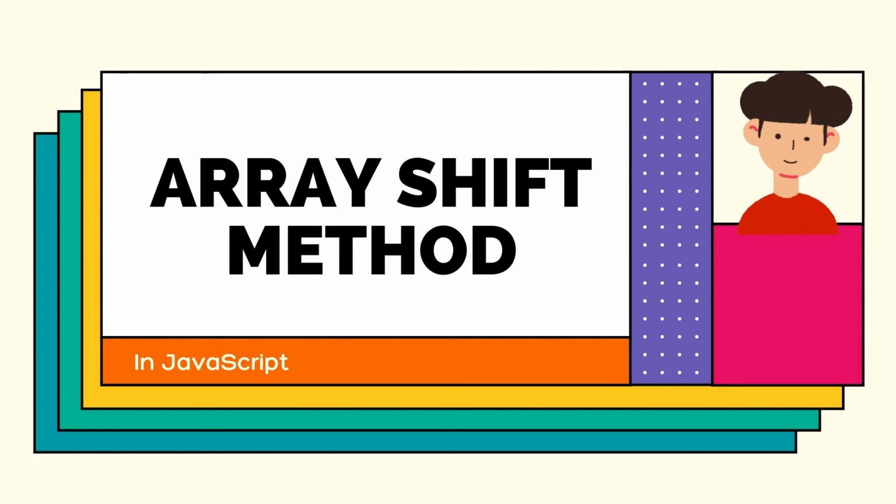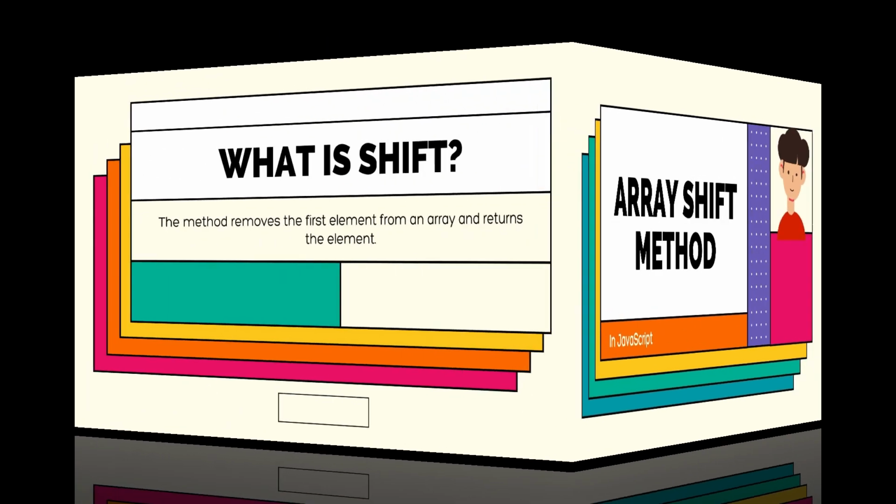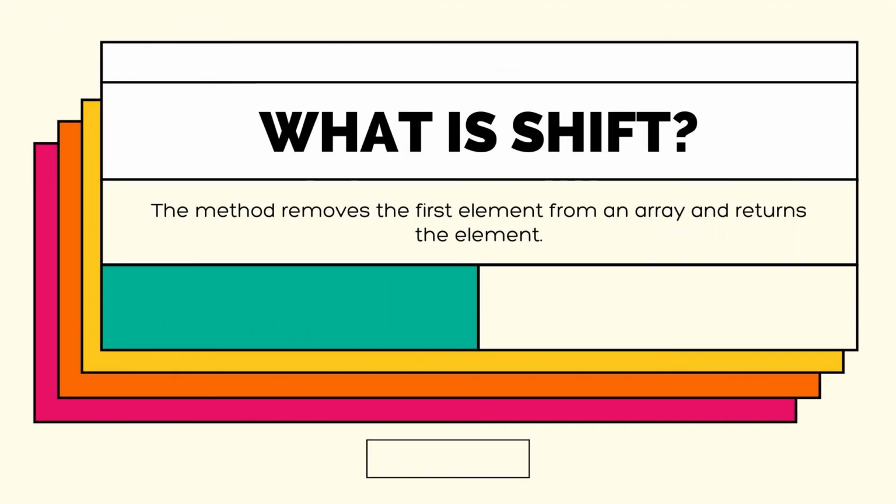Hi. So in this video we're going to look at the array shift method in JavaScript. When we're working with arrays, sometimes we want to manipulate the data in the array in some way. If we want to remove the first array element or item, then we can use the shift method. The shift method will remove the first element from the array, and the return value of the method is the element or item that was removed from the array.